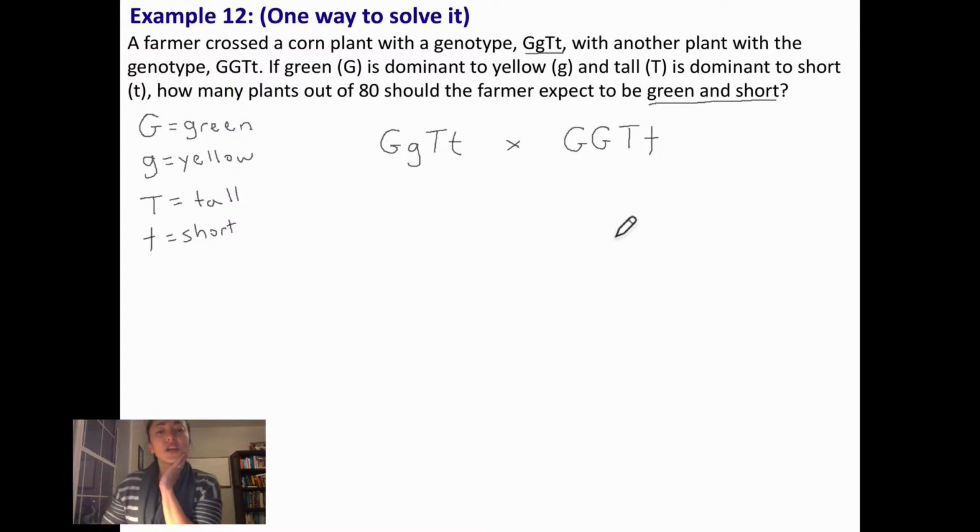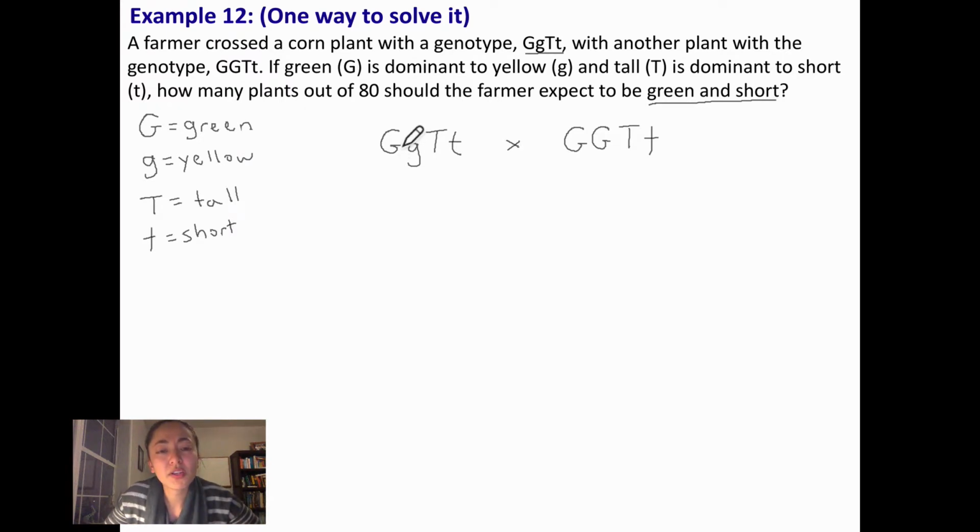All right, so this parent is green and tall. This parent is also green and tall because they have one of the dominant alleles for each trait. Now we're going to do our Punnett square. Remember, for the monohybrid cross, first you figured out what gametes each parent could produce. You're going to do the same thing here, except this time you've got to look at two traits simultaneously.